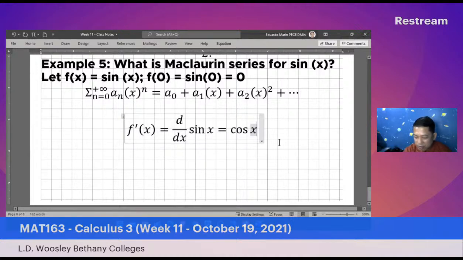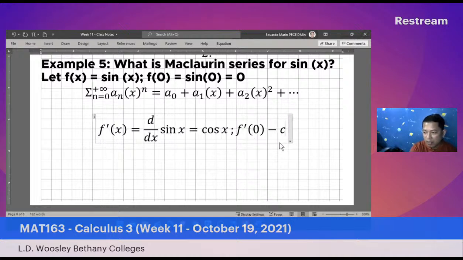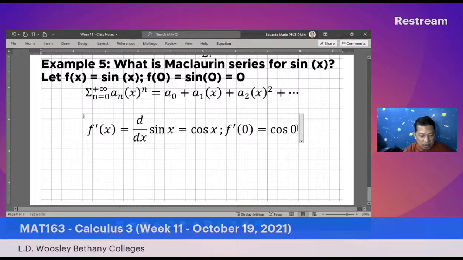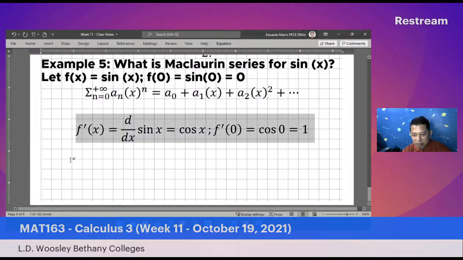So, of course, from here, it follows that your f prime of 0 is equivalent to cosine of 0. And what is cosine 0? What's cosine 0? It's equal to 1. Alright, okay ba? Yan. So, salamat sa tatlong nandiyan pa rin. Yung aking estudyante at yung dalawa pa. Salamat sa inyo. Alright. So, yung f prime of 0. Yan yung kokopyahin natin maya-maya eh. Kaya lang, kailangan nating solvein yung iba pa.